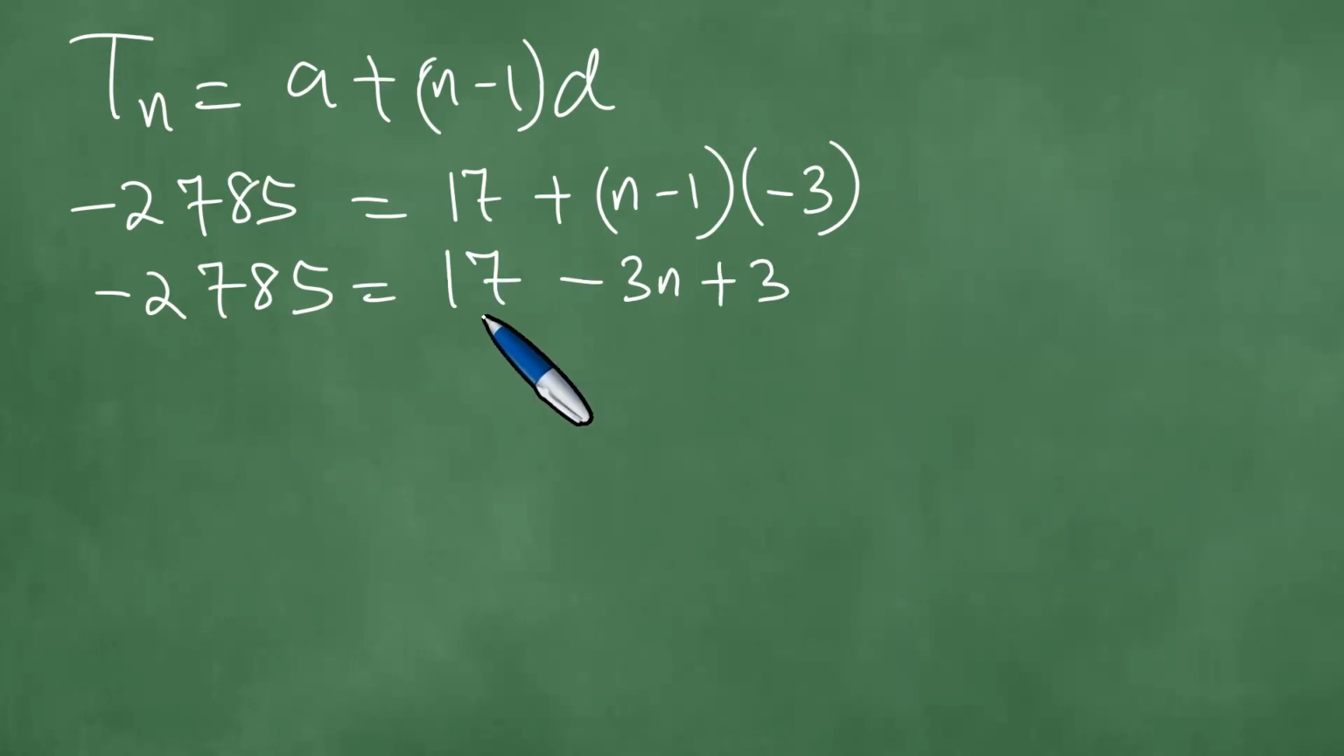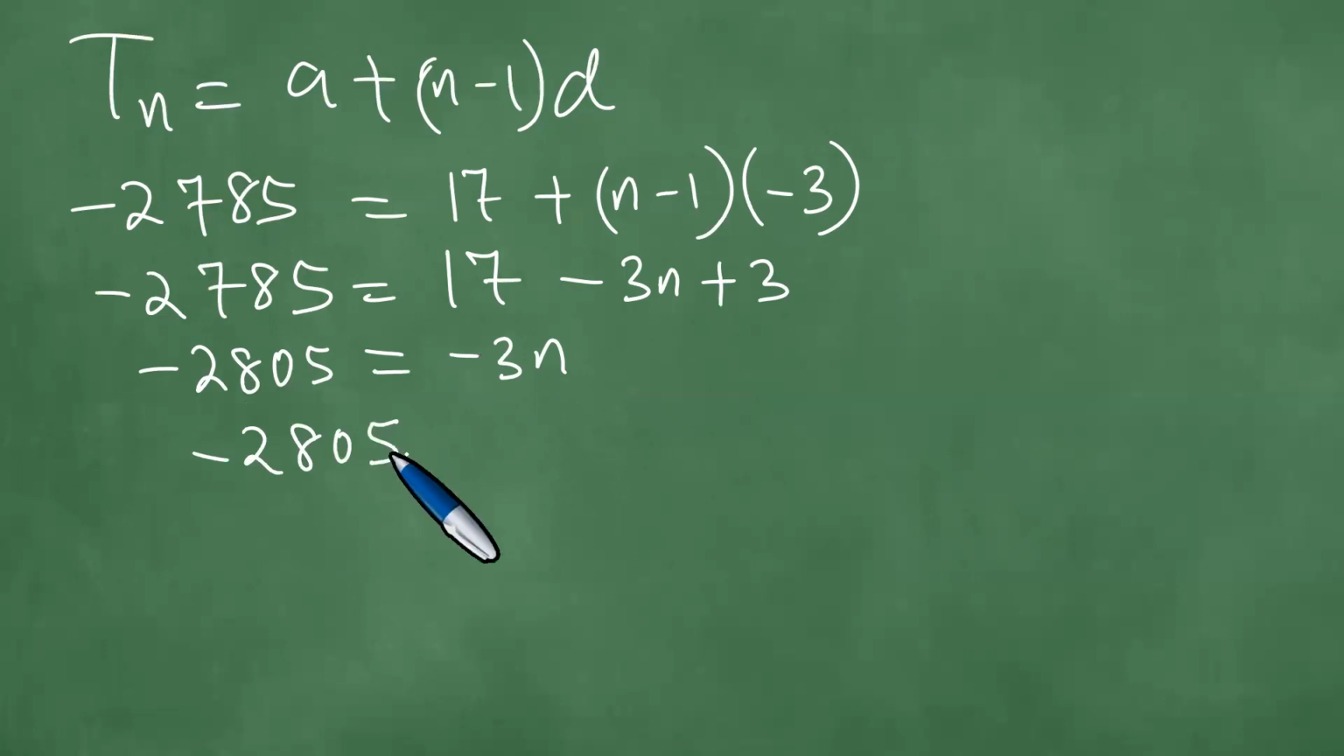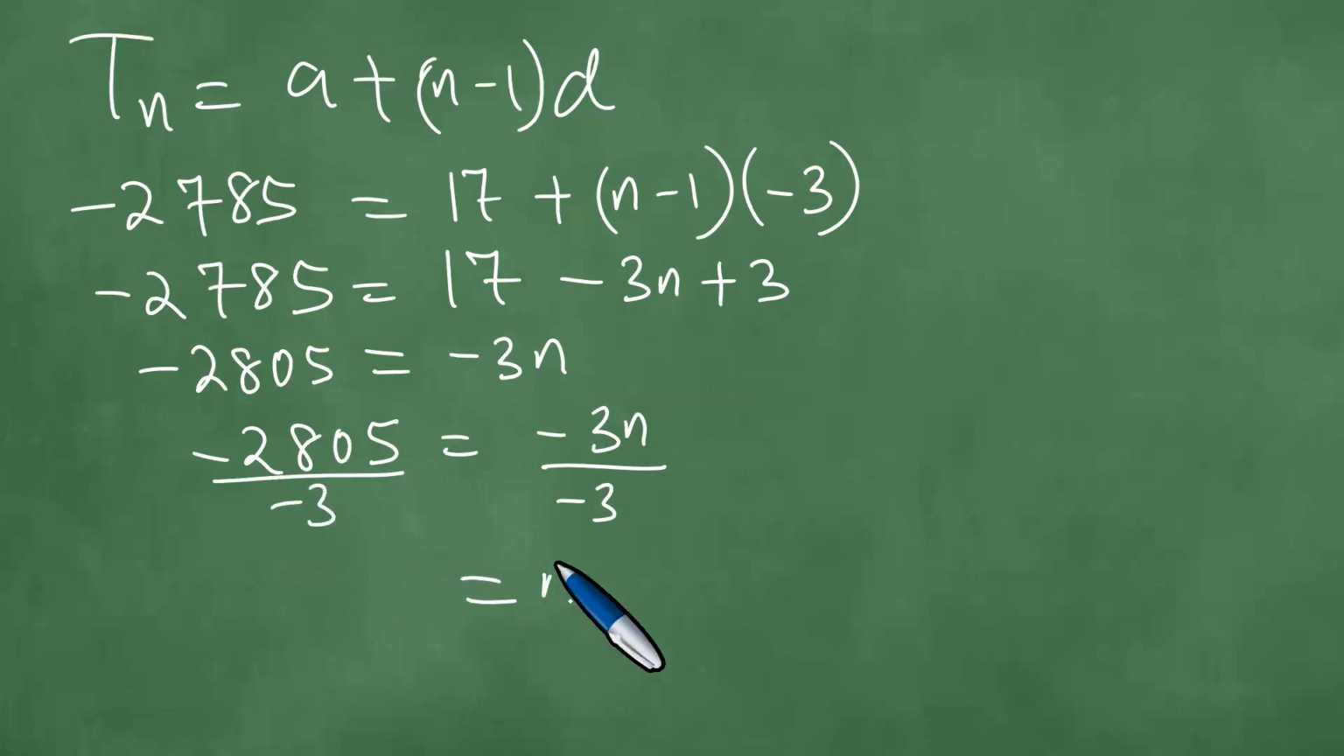What is 17 plus 3? 20. Now you bring 20 across. What is minus 2,785 minus 20? It's negative 2,805, correct. And this is the same as minus 3n. So we have minus 2,805 equals minus 3n. You divide by minus 3 on both sides. What is the result? n equals 935. So this is the answer.